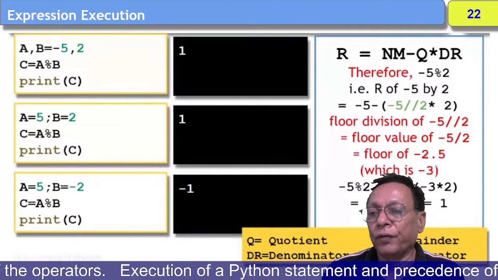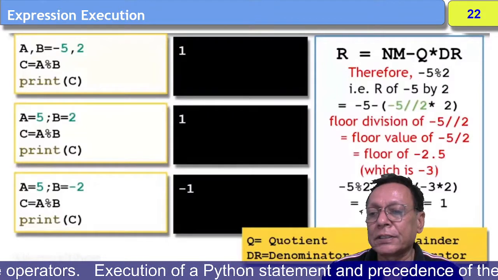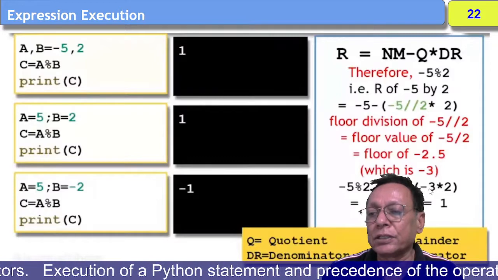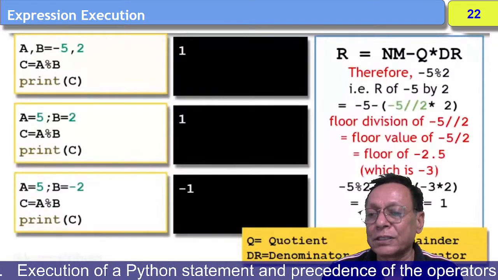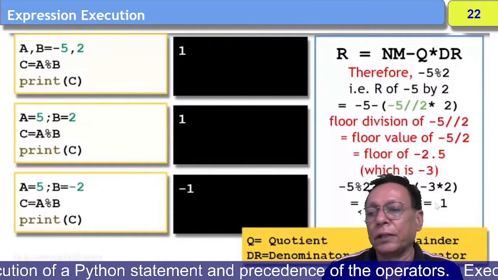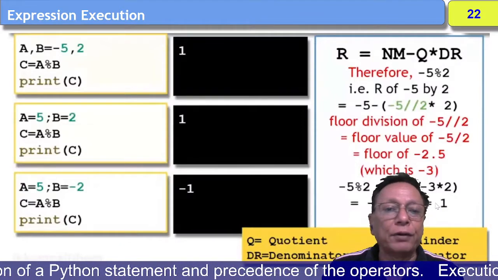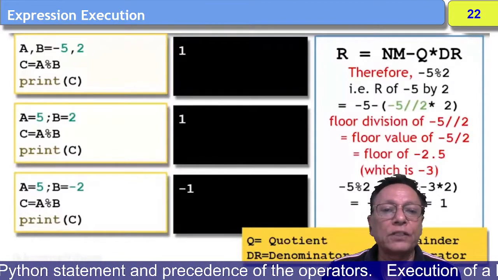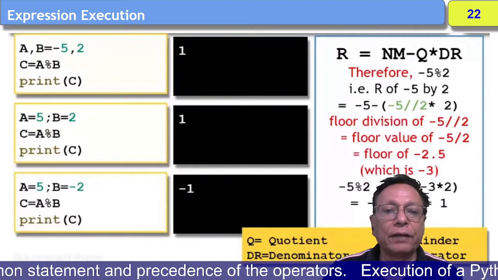Okay, so over here you see this is the complete relation. -5 minus -3 into 2, this is -6. -6 into -1 is plus 6. So plus 6 minus 5 is your plus 1. So this way you can evaluate the remainder when the first value is negative and the other value is positive.